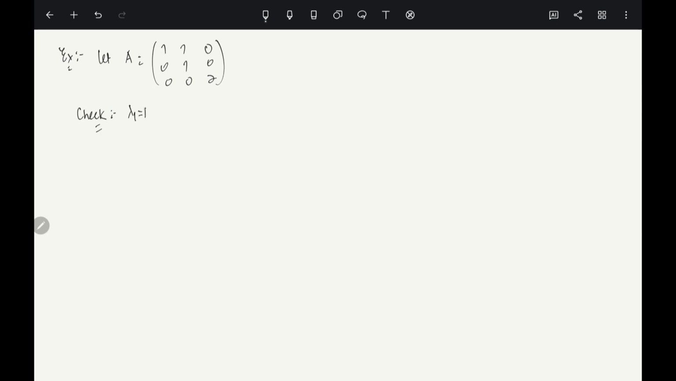Now you can easily check that lambda 1 equals 1 and lambda 2 equals 2 are two distinct eigenvalues, right? You can understand this is a triangular matrix. And what are the eigenvectors corresponding to that? 1 0 0 and 0 0 1 are the corresponding eigenvectors.